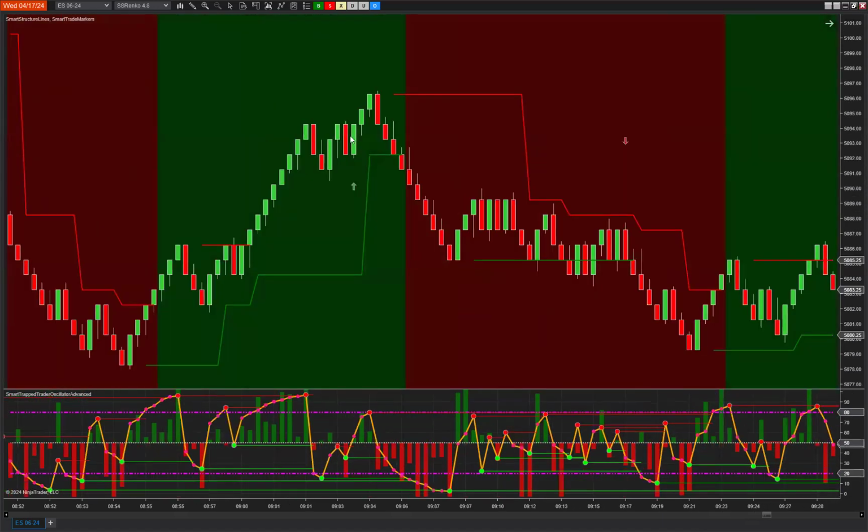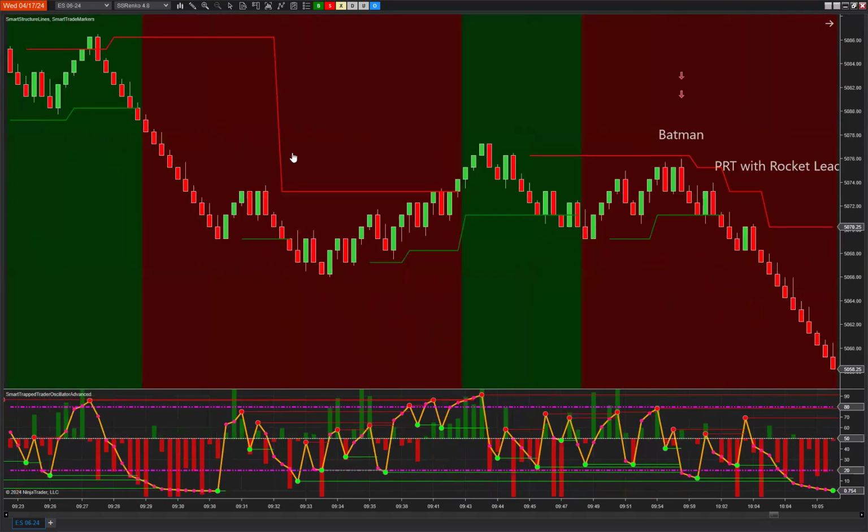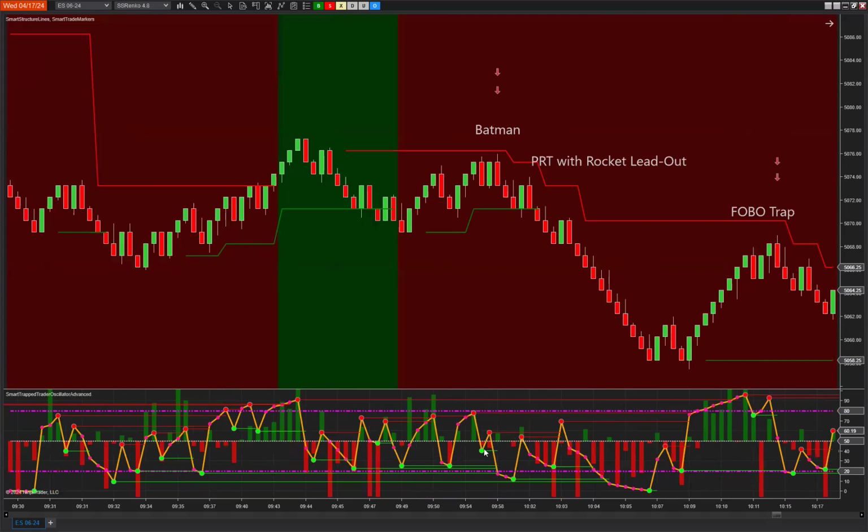So let me see. I just showed you some patterns there. There's a trade that didn't work out, win a couple of points, and then here's a Batman pattern, right? Price is going sideways. TTO is going down. We have a lead out, and away it goes. Here's another Batman, ABCD. Does that look familiar? It's exactly like that signal over there. Pivot retag with a rocket right here.